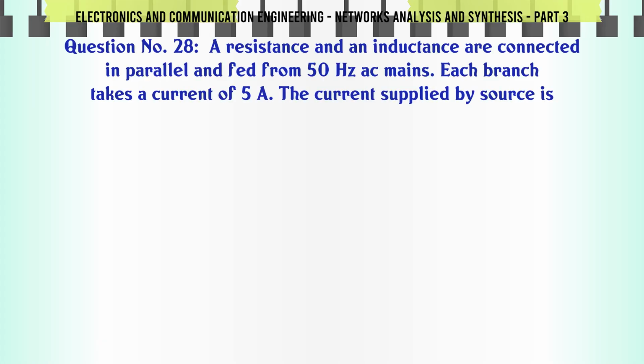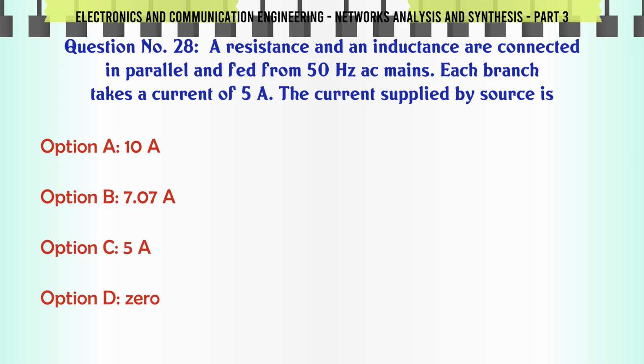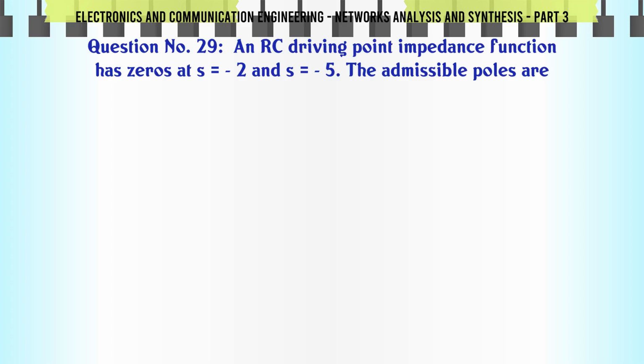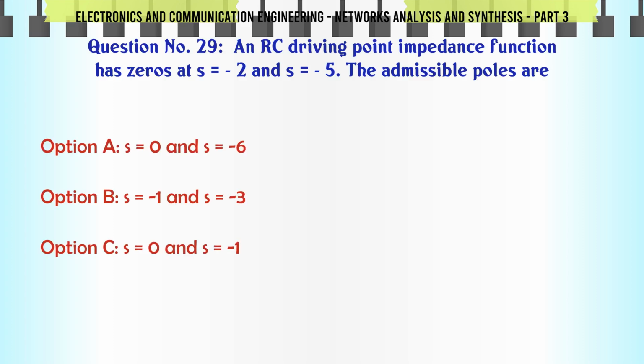A resistance and an inductance are connected in parallel and fed from 50 Hz AC mains. Each branch takes a current of 5 A. The current supplied by the source is: A 10 A, B 7.07 A, C 5 A, D 0. The correct answer is 7.07 A.